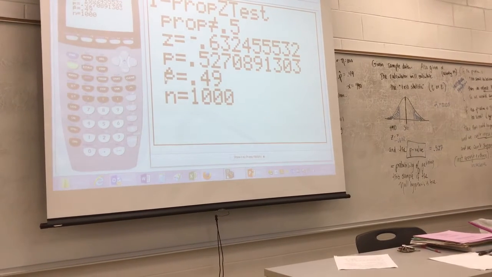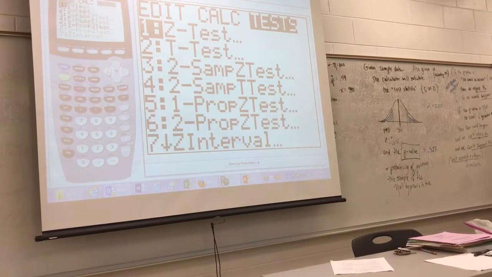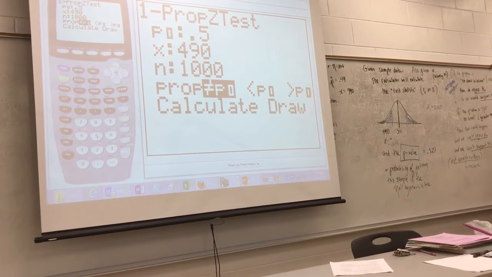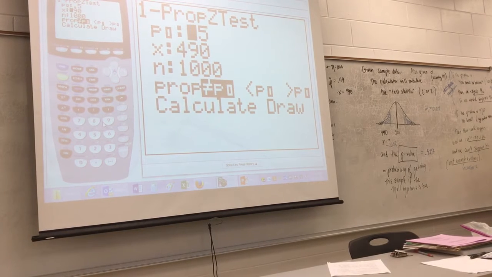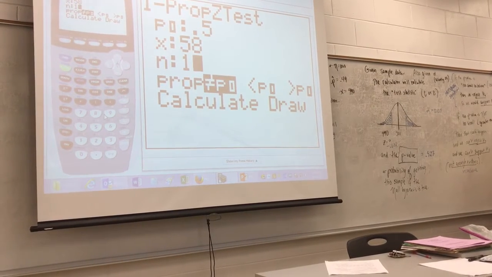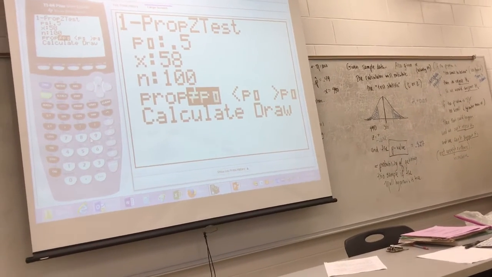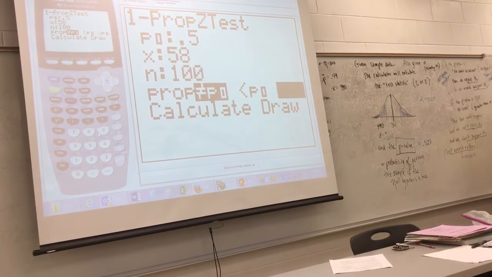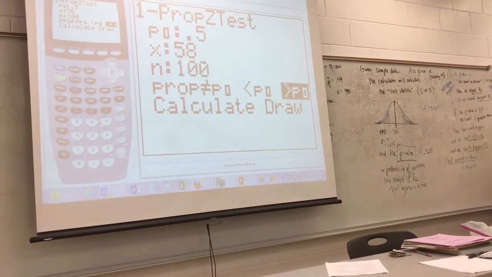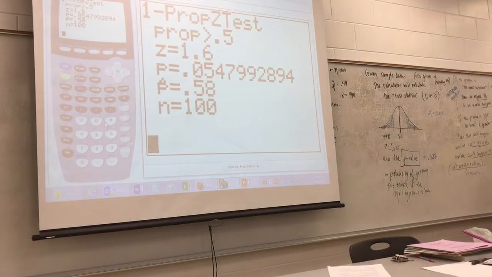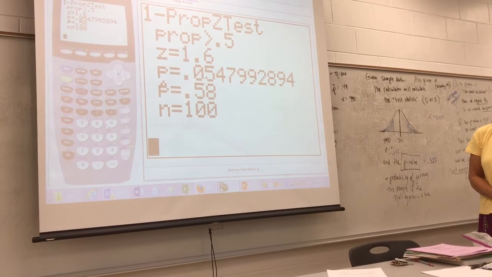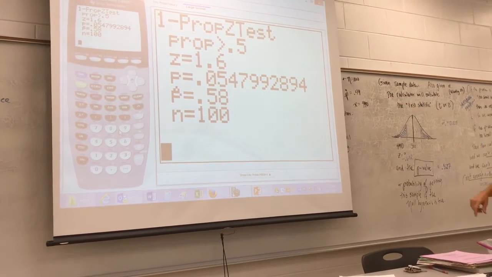Calculator. We go to stat, test, one prop z-test, 5. P sub 0 is still 0.5 for this problem. X is now 58, the number of girls, out of 100. And now the alternate hypothesis is that the proportion is greater than P sub 0, greater than 0.5. All right, so if we calculate that, there's that z-score, 1.6, that we just got from the formula. And then this is the p-value that's actually the area to the right of that.